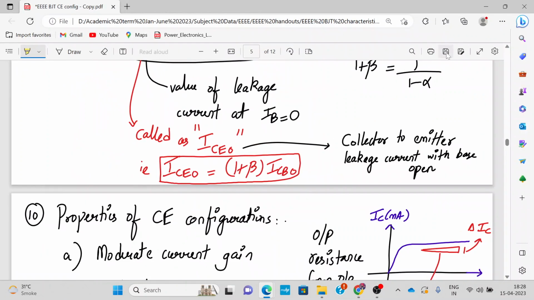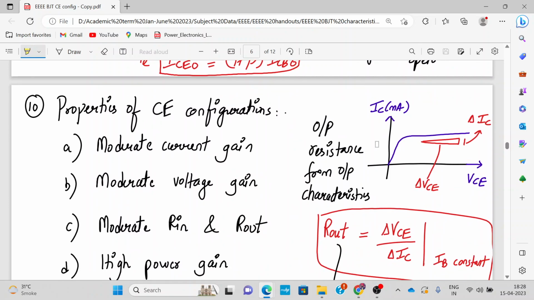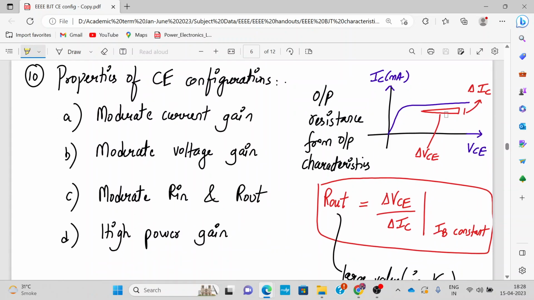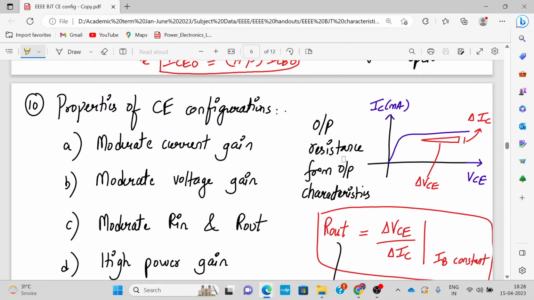All right, from the output characteristics we can determine the output resistance. Output resistance is delta VC upon delta IC. Delta VC is a large variation and delta IC is in milliamperes, so it's a pretty large value again. R out is in kilo ohms for common emitter configuration at a constant value of IB. So R out can be determined from the output characteristics.